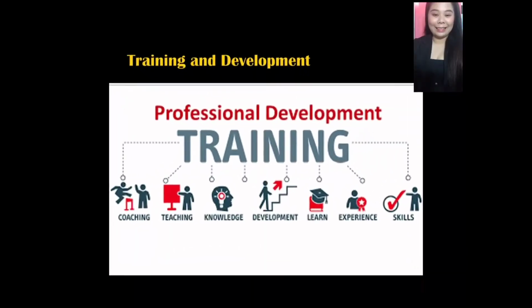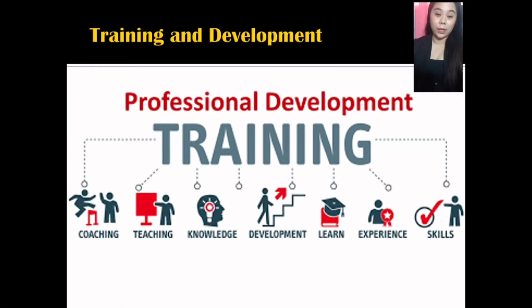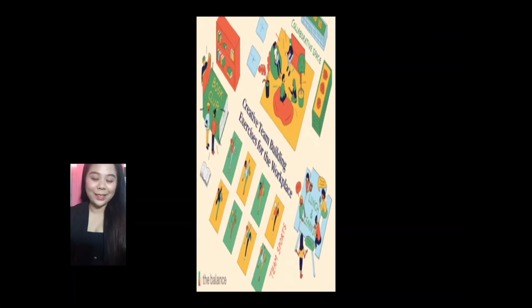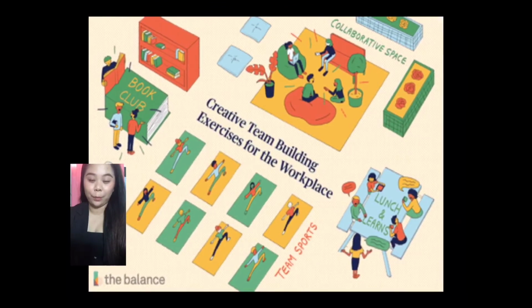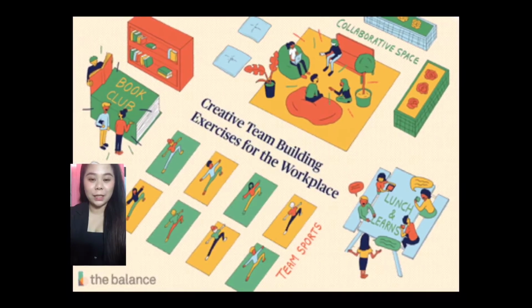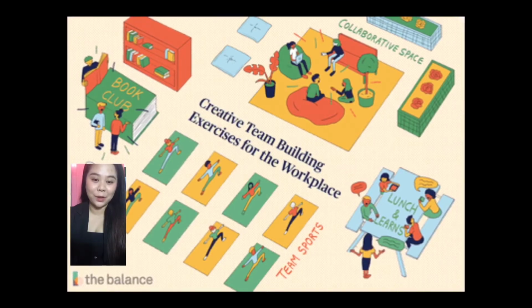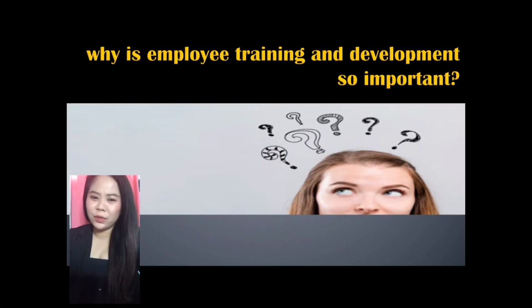Training and development. Learning involves acquiring knowledge and developing skills. Employees acquire knowledge through informal and formal training activities and development experiences. The distinction between training and development is a very important one. But first of all, the question is, why are employee training and development so important?